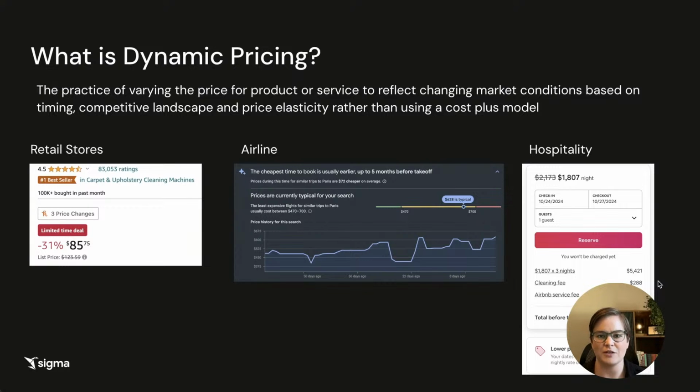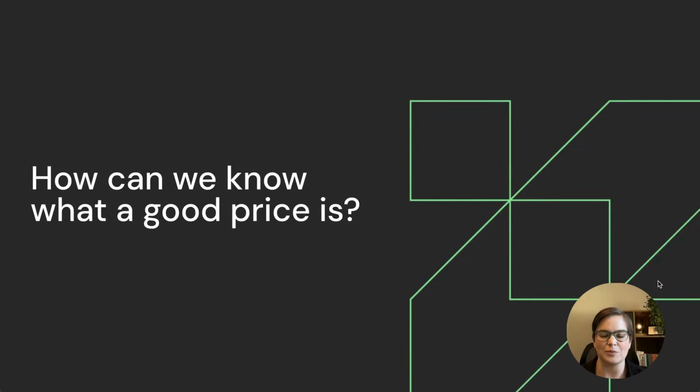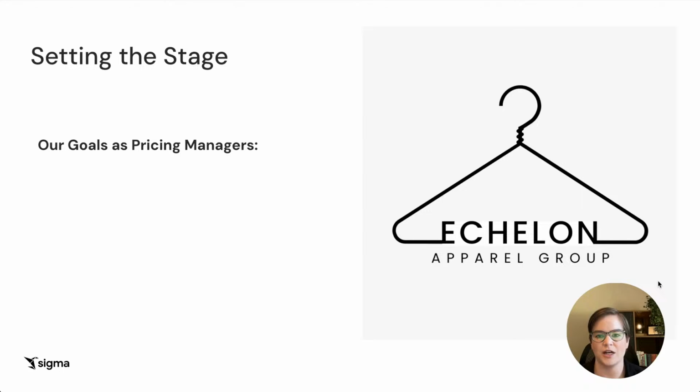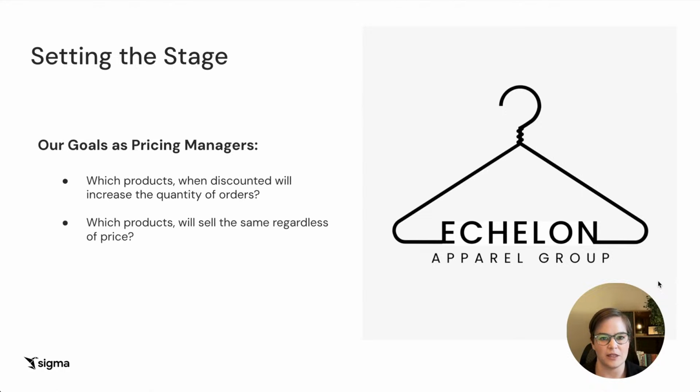So you might be wondering, how can we know what a good price is, though? How do these companies know what they should be setting their prices for? Well, let's find out. Let's imagine that we work at Echelon Apparel Group, a company that sells clothing items, and we are pricing managers. We have two goals primarily. First, we want to identify which products, when discounted, will increase the quantity of orders, and which products will sell the same regardless of price.